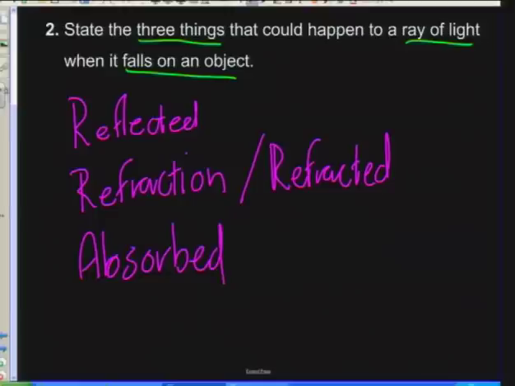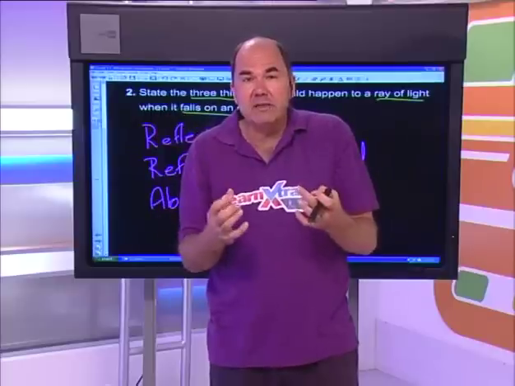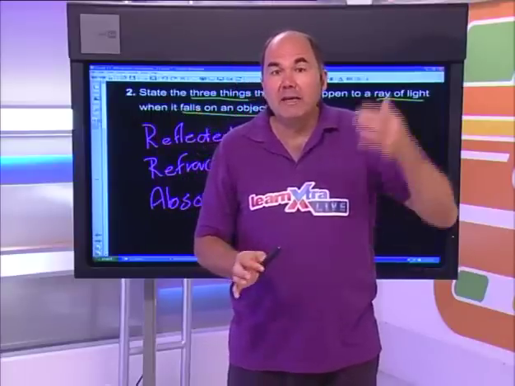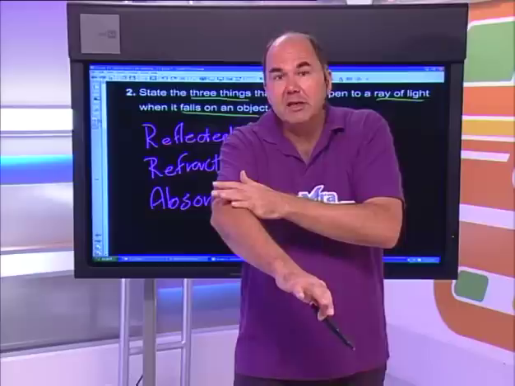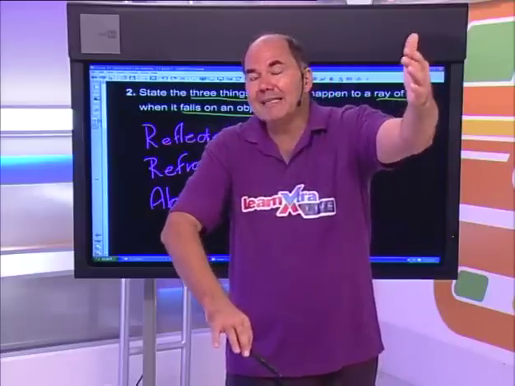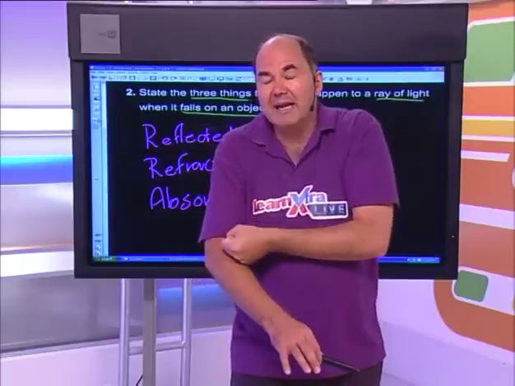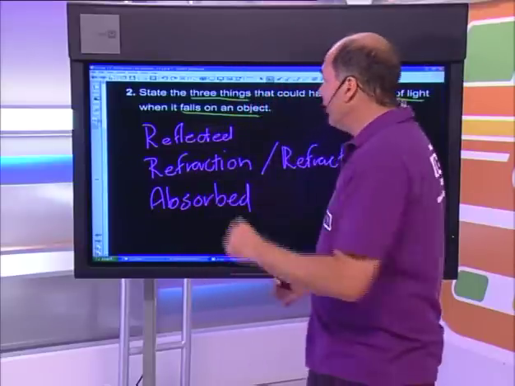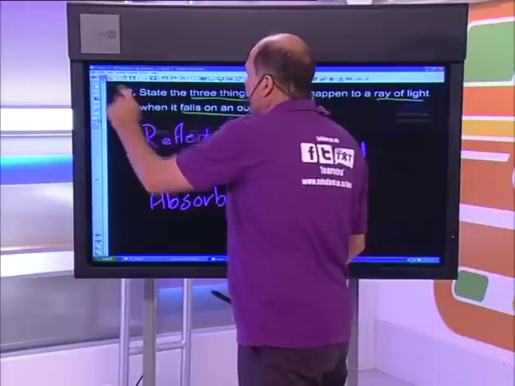So light falling onto a black object, all the light is absorbed, all the frequencies of light are absorbed, and we don't see any reflection. When light falls onto a blue object, only the blue light is reflected. All the other colors, all the other frequencies of light are absorbed. Okay? So I think that covers that section.